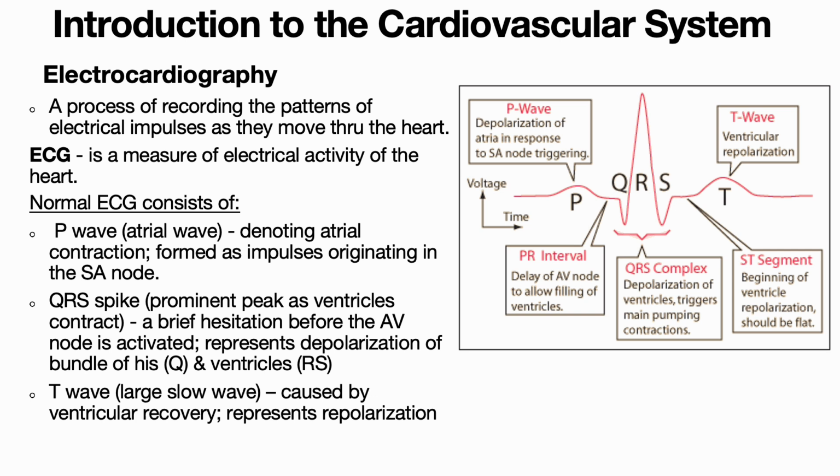The QRS spike is a brief hesitation before the AV node is activated and represents depolarization of the bundle of His, which is the Q, and the ventricles, which are the RS. The T wave, shown as a large slow wave in the picture, is caused by ventricular recovery and it represents repolarization.